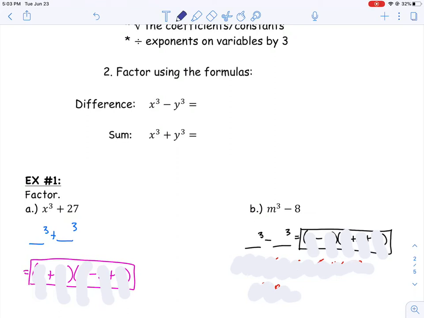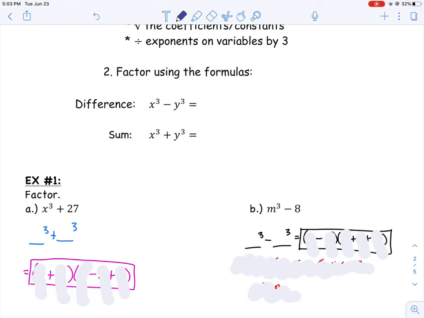so make sure you know these formulas. Now, remember before when we did squares, there's only a difference of squares. There's no such thing as sum of squares. But for cubes, there is. You can do a difference of cubes or a sum of cubes, depending on the sign in between. It'll work for either one.